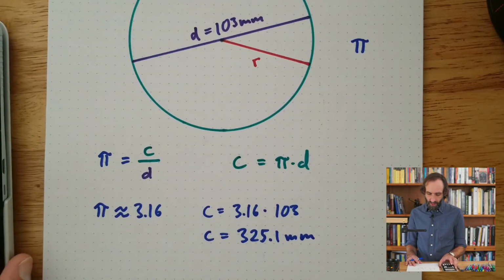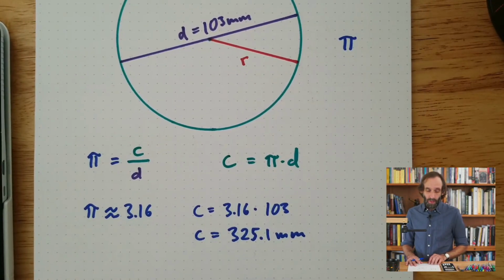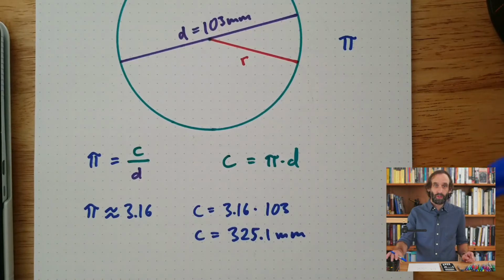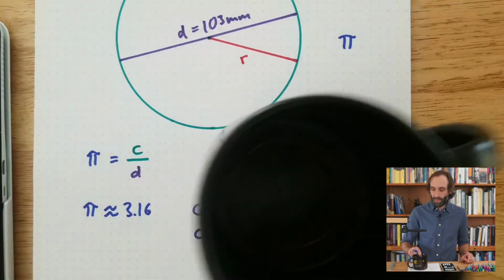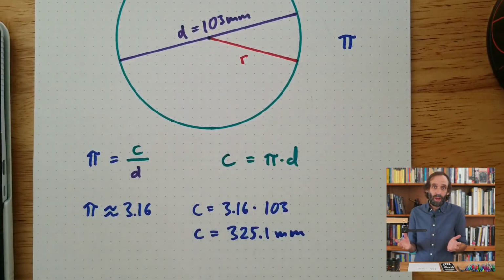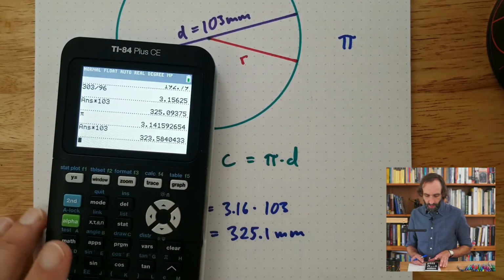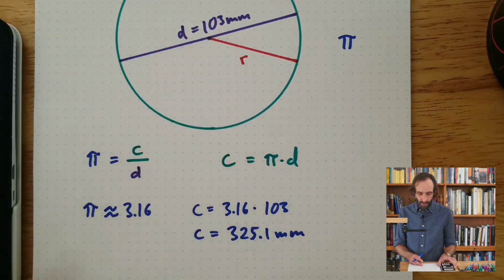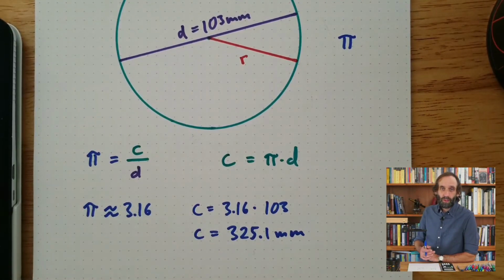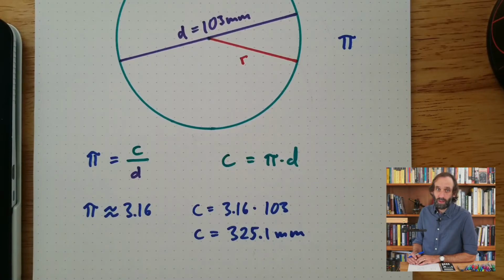So the circumference with the value of pi that I got with my flexible ruler, measuring the mug, it's not bad, but it's not perfect. It's a little less accurate than this circumference right here, 323.6, but close enough, both within less than 1% of each other.